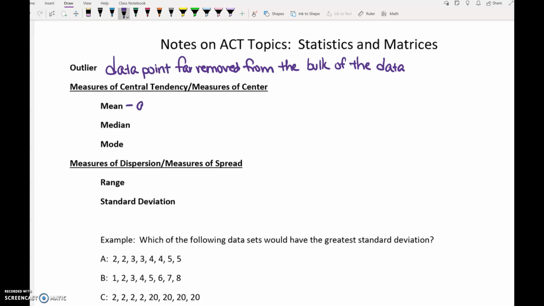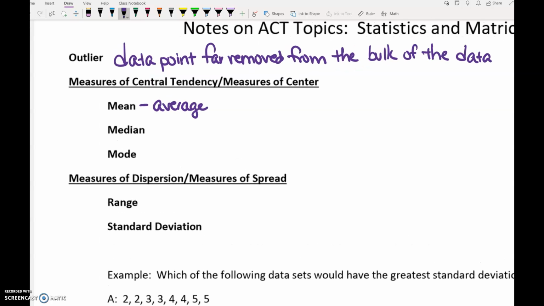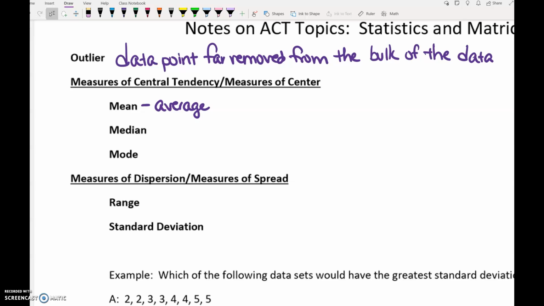The mean is the average of the data. You find the average of the data by adding the numbers together and dividing by the number of numbers. The median is the middle number. You have to put the numbers in order from smallest to largest, and then the number that falls perfectly in the middle, that is the median number. The mode is the data value that occurs most frequently.